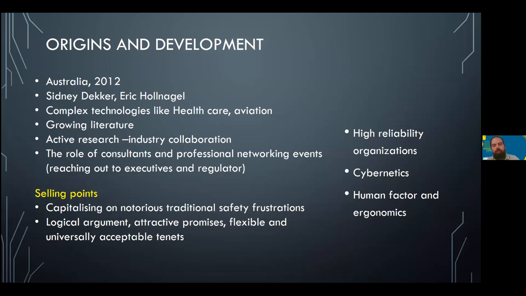So what are the selling points that the Safety 2 authors and the Safety 2 movement are trying to promote? One is to capitalize on traditional safety frustrations. If you talk to Sydney Dekker or go to any of these conferences, the first thing they will talk about is the weaknesses of Safety 1, the weaknesses of the traditional model. There is a lot of criticism of Safety 1 and the traditional model in the Safety 2 arguments. So they build a lot on the weaknesses of Safety 1 in order to sell Safety 2.